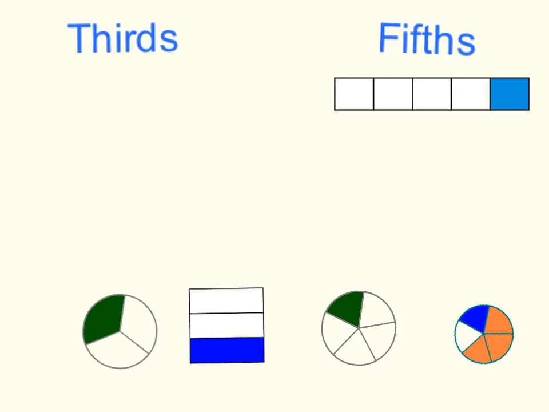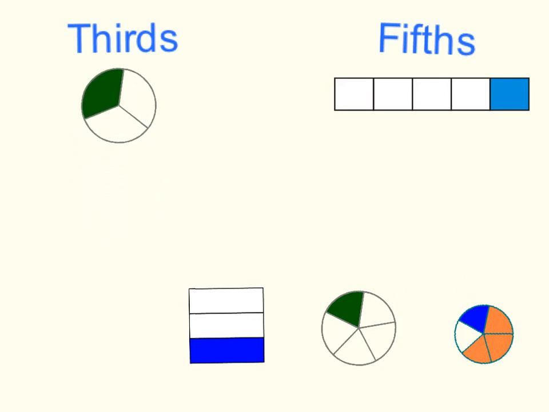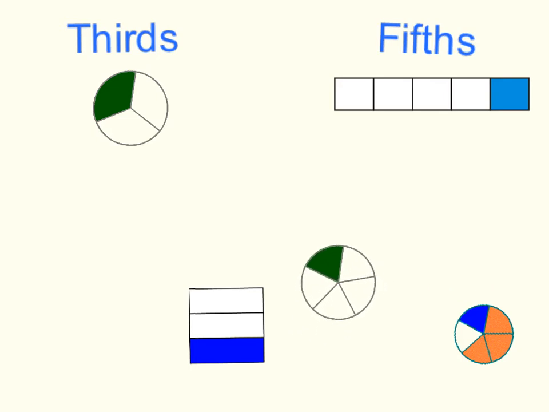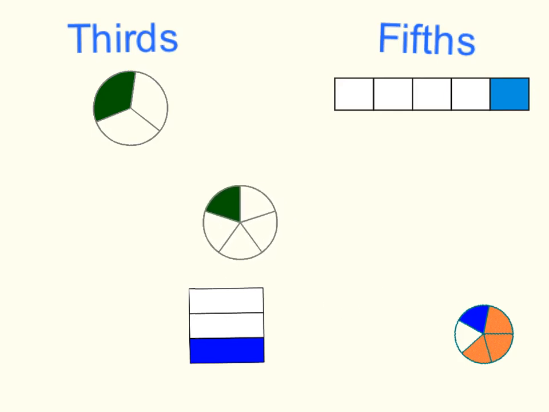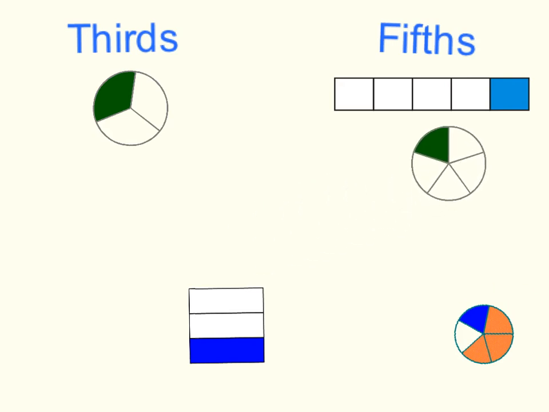What about this shape here? 1, 2, 3 equal parts. It's been divided into 3 equal parts. Are you thinking it's in the thirds column? Well, you are correct. It is in the thirds column because it has been cut into thirds. Let's look at this shape. It looks similar to that shape we just looked at. So this shape has 1, 2, 3, 4, 5 parts. So it has been cut into, what do you think? Thirds, fifths? Fifths, you are correct.